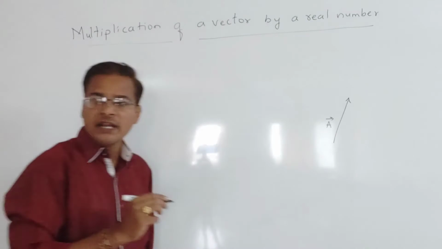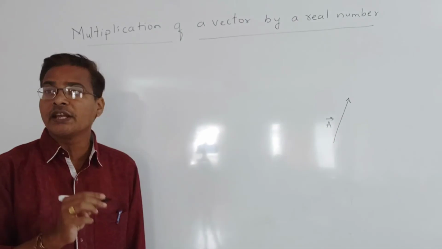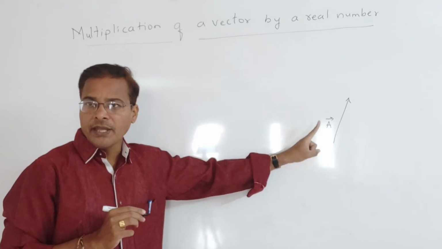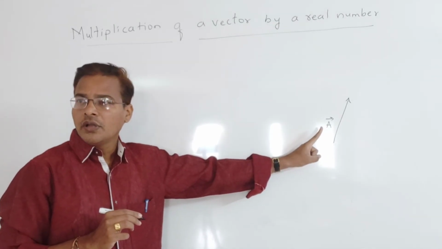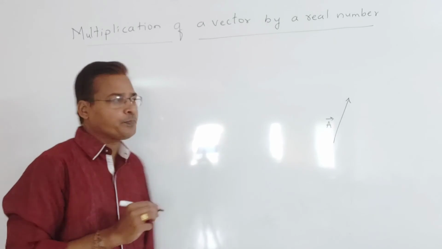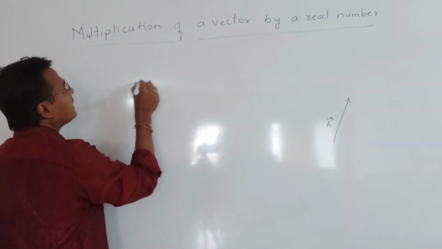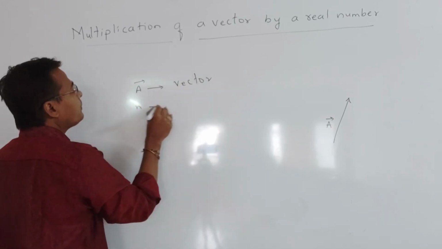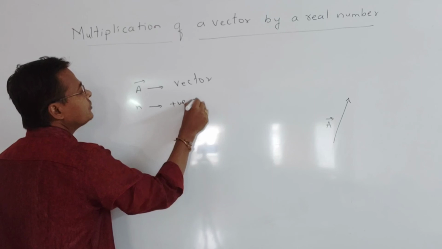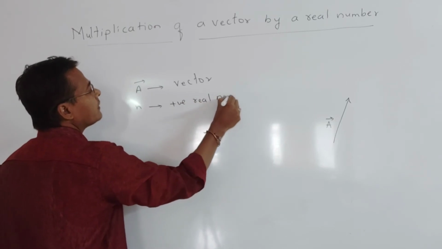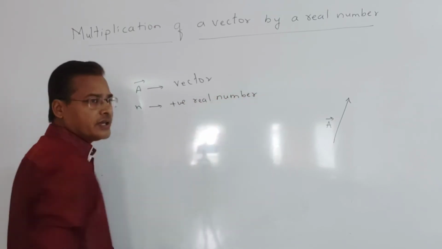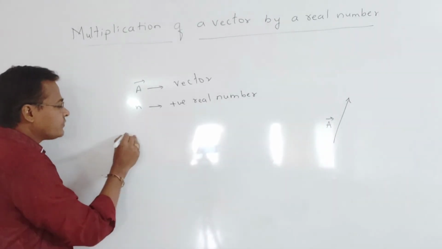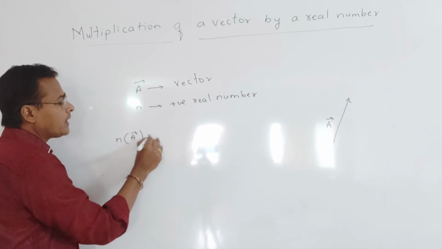Okay. If I multiply with the positive n, take a vector A. Here A is a vector, it is a one vector. n is a positive real number. So if I multiply n with this vector A, what happens?